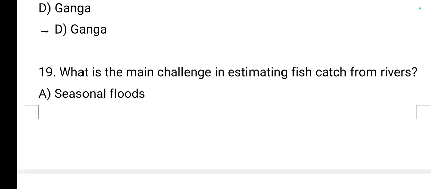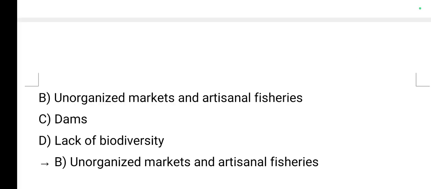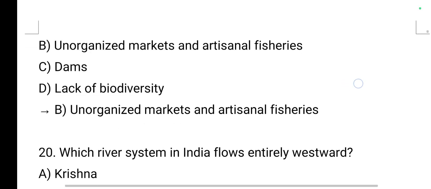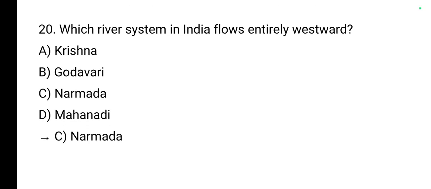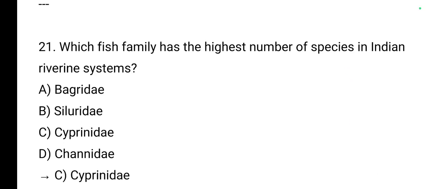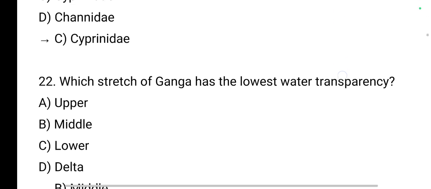What is the main challenge in estimating fish catch from rivers? So the answer will be unorganized market and artisanal fisheries. Which river system in India flows entirely westward? So it is Narmada. Which fish family has the highest number of species in Indian riverine system? So the answer is Cyprinidae.